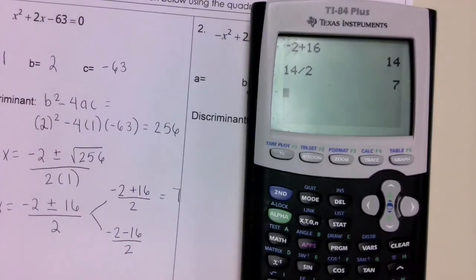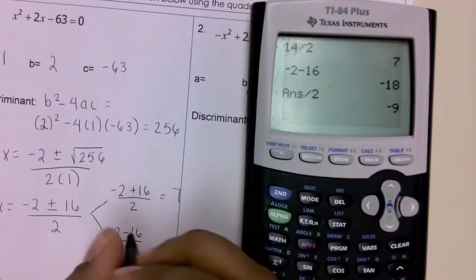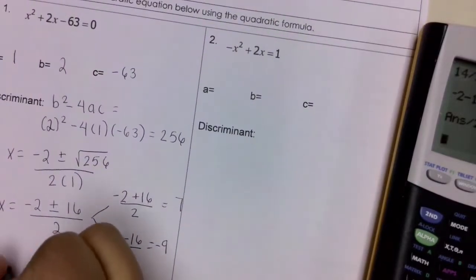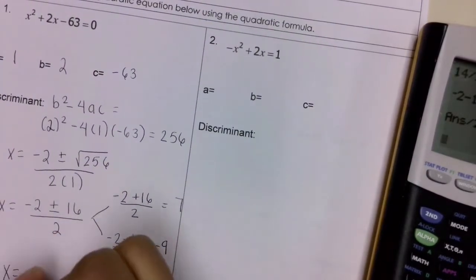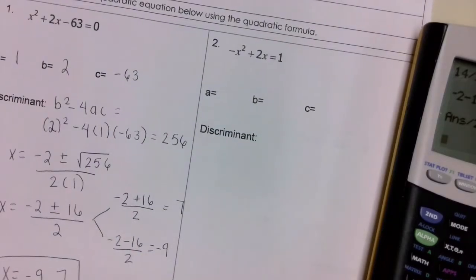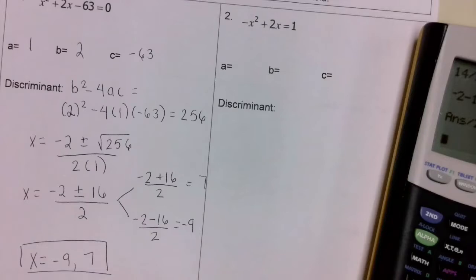Same thing for the bottom. You're going to do negative 2 minus 16 equals negative 18 divided by 2 is negative 9. So for this one, you have two solutions. X equals negative 9 and x equals 7. Oops, you can't see that. There you go.